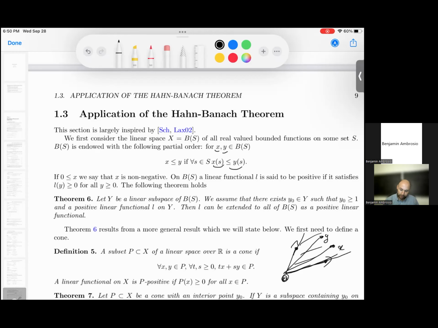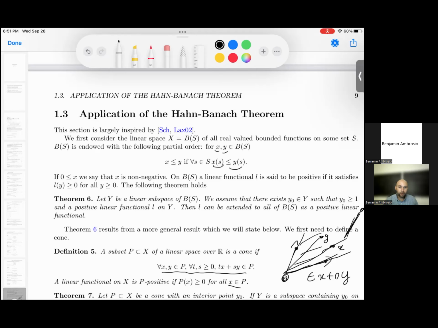So if you take tx plus sy with t and s non-negative, it will remain in the cone. So the cone is a subset that is stable by positive combination of x and y. All right, so the definition is right here. And a linear functional on X is said to be P-positive if L of x is positive for all x belonging to P.